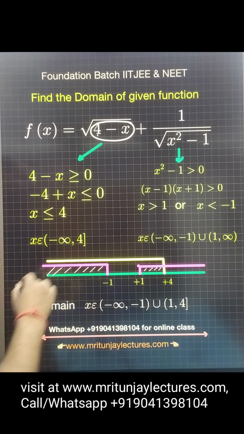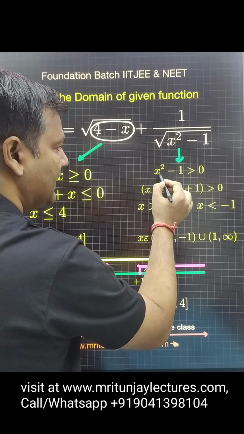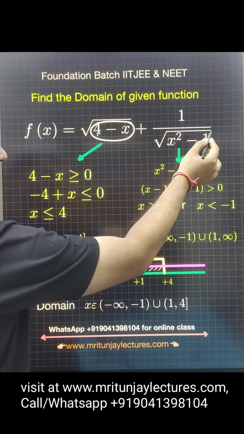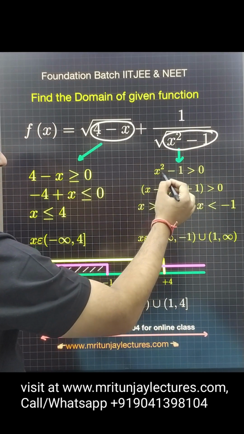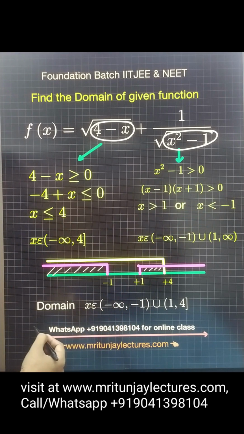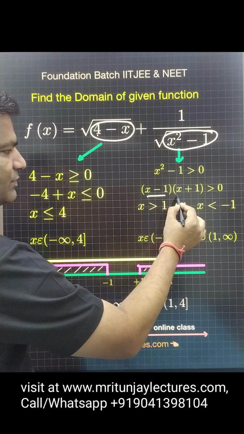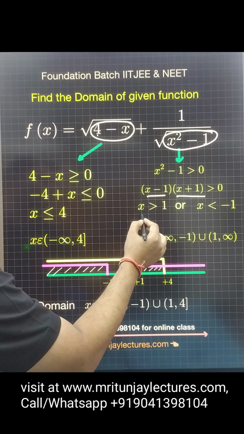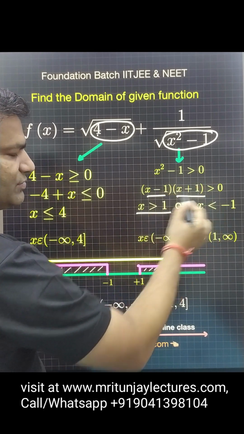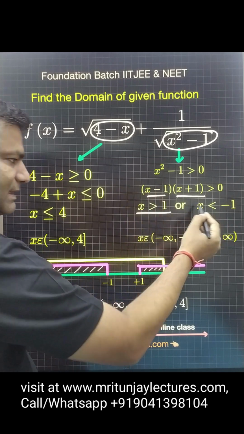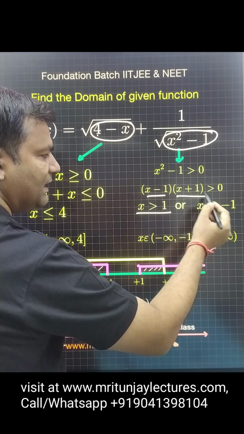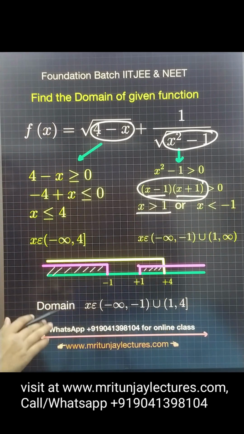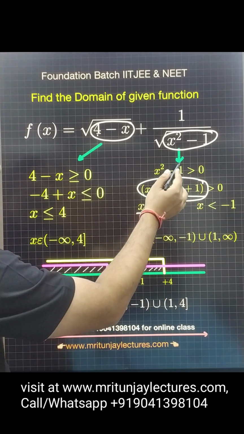After that, for the denominator, x square minus 1 must be greater than 0. This is defined only if x square minus 1 is greater than 0. So (x minus 1)(x plus 1) is greater than 0. There are two possibilities: x is greater than 1, or x is less than minus 1, where the value is greater than 0.